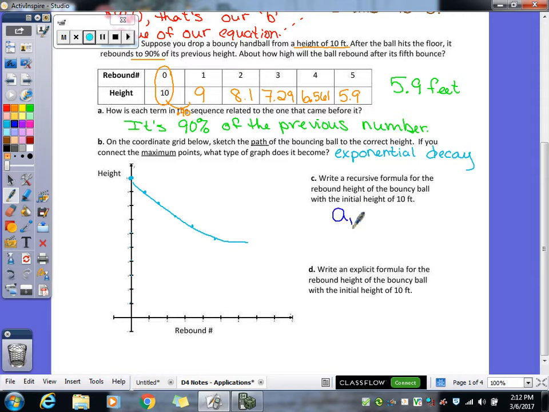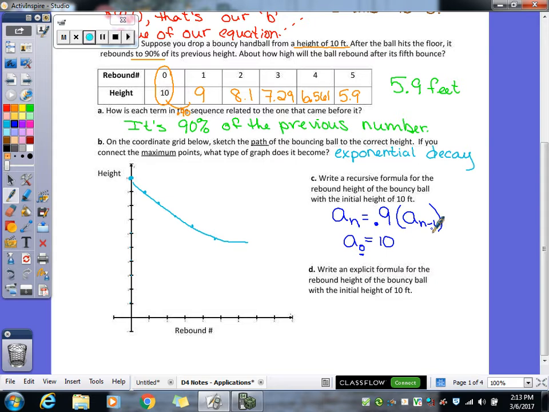So our recursive formula this time is going to be a little bit different, because instead of having a first term, we're going to start with term 0. So that's going to make everything a little bit different. So we start with term 0. And then what we're doing is we multiply everything times 0.9. So it's 0.9 times your previous term, a sub n minus 1.